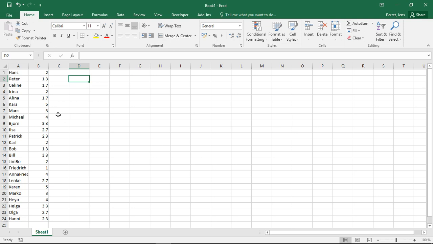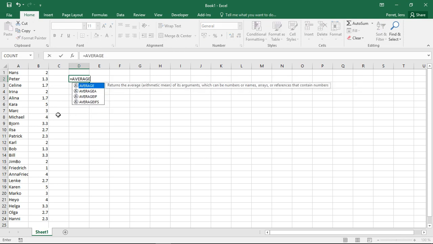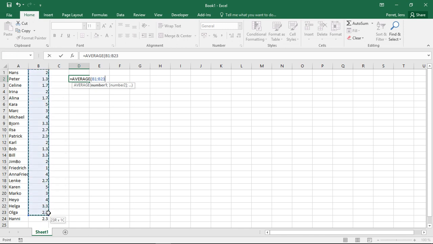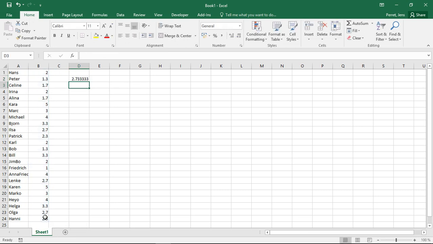The easiest way to calculate an average, you might have guessed, is a function called AVERAGE. You could work around this, for example, by summing this up and dividing by the number of observations. But the easiest way is usually using this AVERAGE function. So if I use this, I get my average of all those entries.